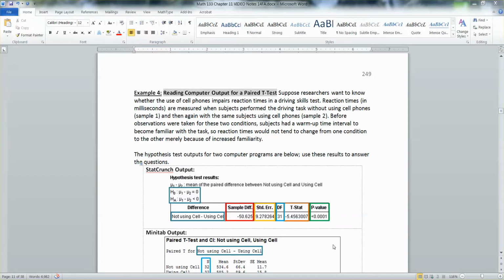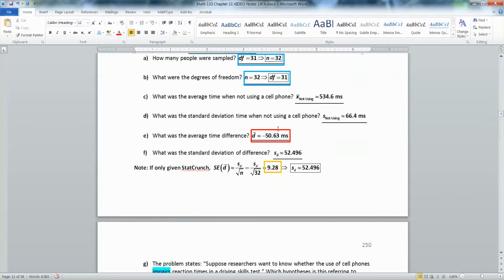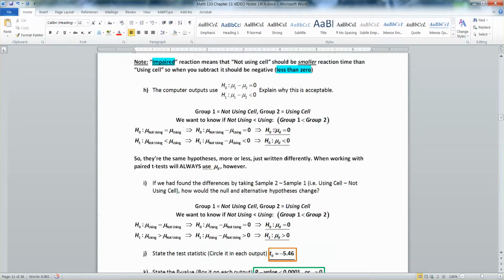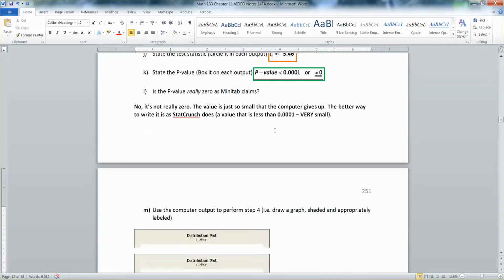So we're still in the middle of this hypothesis test from this computer output that we have here. We're trying to see if using your cell phone impairs your reaction time. That is, it makes it take longer for you to react to things while you're driving. So we have answered all these questions about the outputs. We figured out our hypotheses and our test statistic.